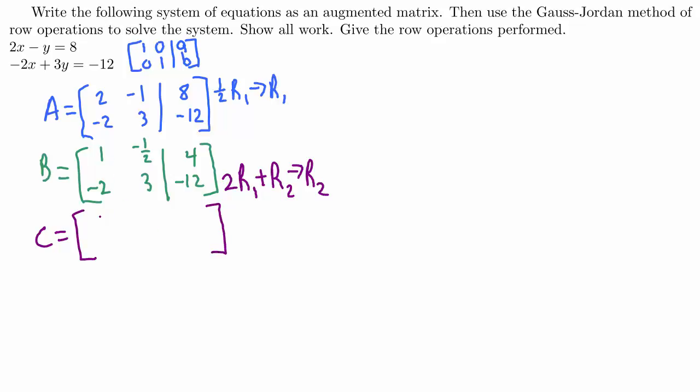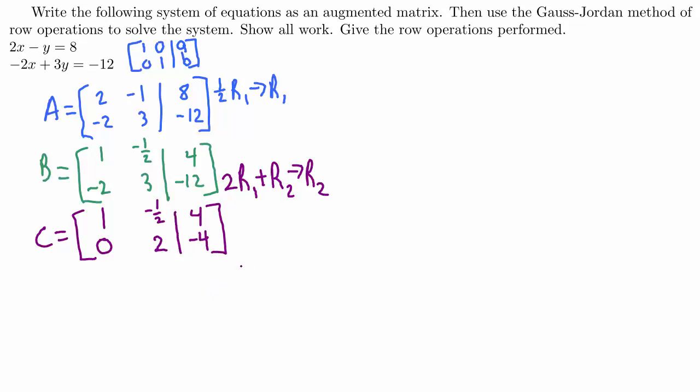The top row will not change because notice that it's just row 2 changing. So it's just 1, negative 1/2, 4. Now 2 times 1 is 2, plus this negative 2 is 0. And that's the reason we did this. 2 times negative 1/2 is negative 1. Negative 1 plus 3 is 2. 2 times 4 is 8. 8 plus negative 12 is negative 4.